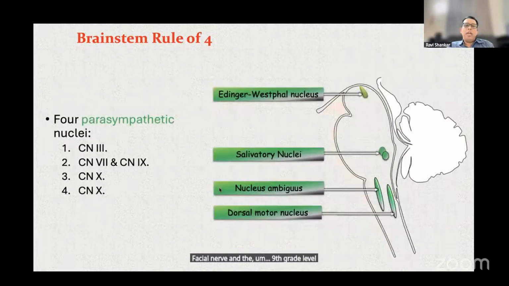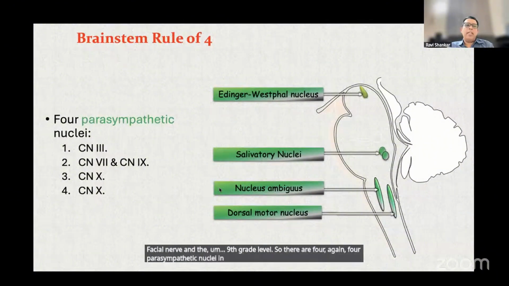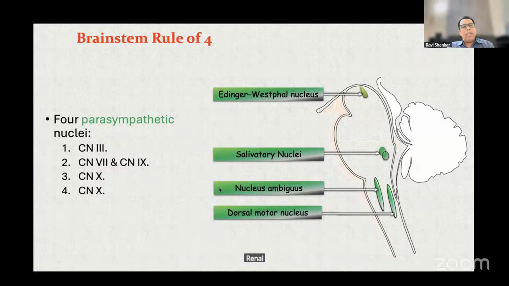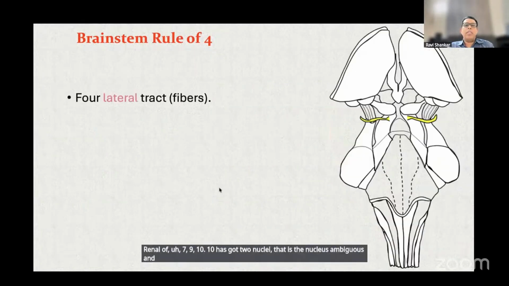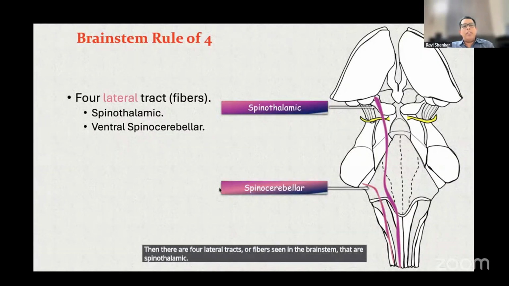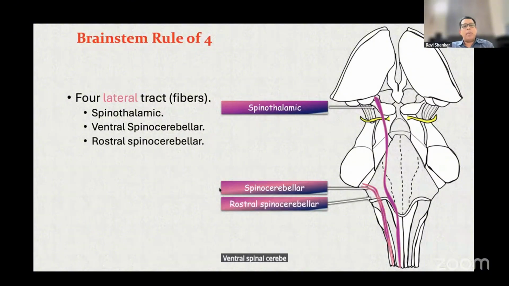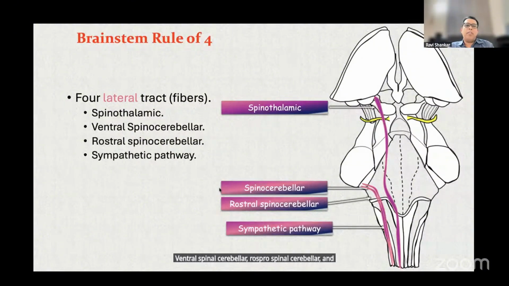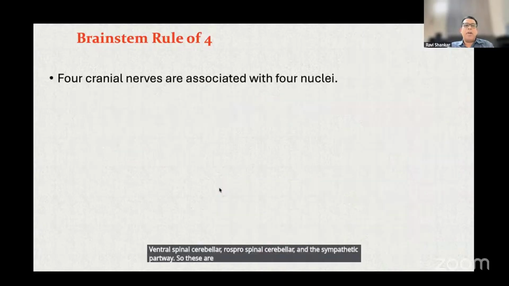There are 4 parasympathetic nuclei in the brainstem, in relation to cranial nerves 3, 7, 9, and 10. Cranial nerve 10 has 2 nuclei, the nucleus ambiguus and the dorsal motor nucleus. Then there are 4 lateral tracts or fibers seen in the brainstem: spinothalamic, ventral spinocerebellar, rostral spinocerebellar, and the sympathetic pathway. So these are the 4 lateral pathways.